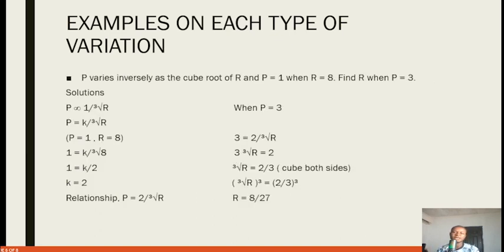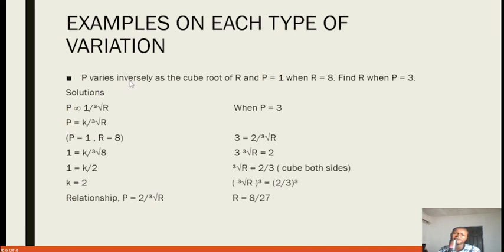Now obviously this is talking about an inverse variation. So here we have p varies inversely as a cube root of r, and p equals 1 when r equals 8. Obviously we are given the two values to use to get our k, which is p equals 1 and r equals 8, before we can now find r when p equals 3.